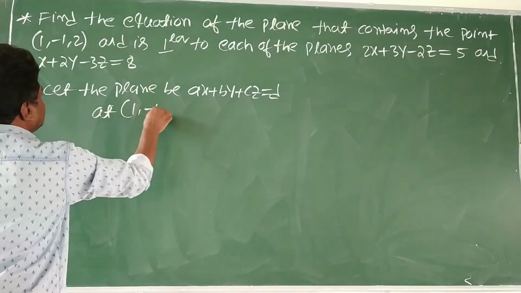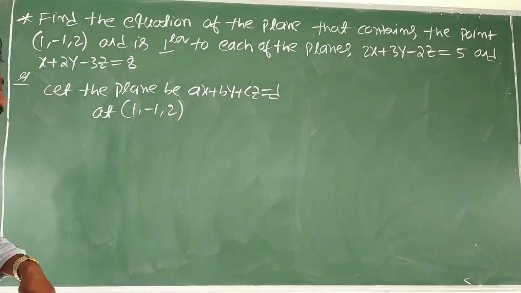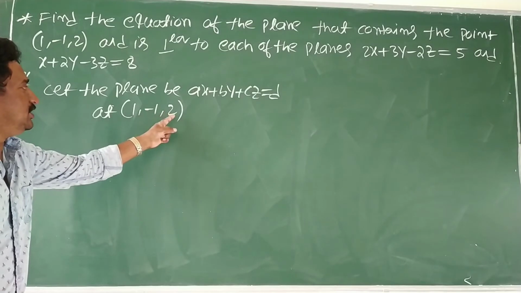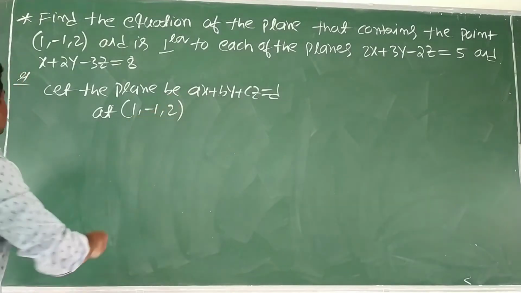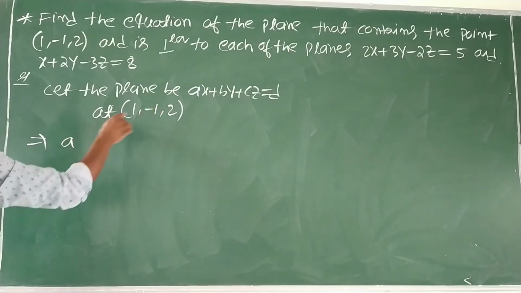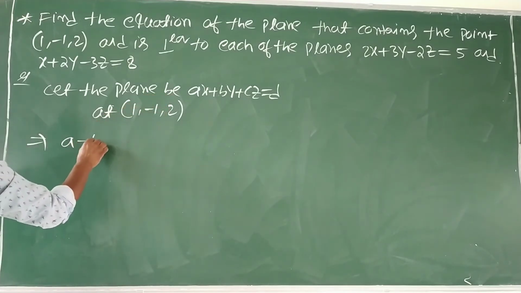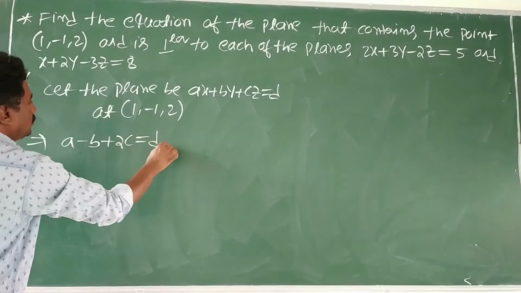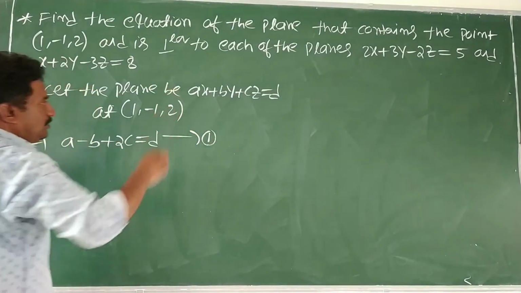At (1, -1, 2), put x equal to 1, y equal to minus 1, z equal to 2. That implies x is 1 into a, y is minus 1 into b, z is 2 plus 2c, equal to d. Call this equation number 1.